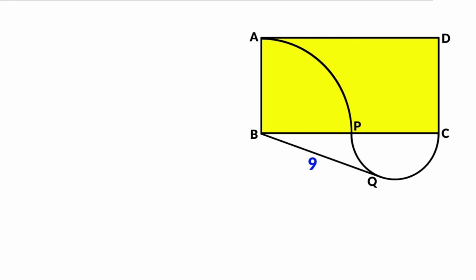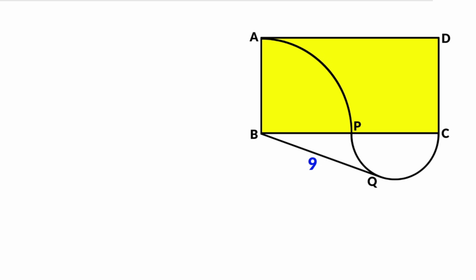We have a rectangle, ABCD. Inside the rectangle, tucked against the left side, is a quarter circle, and attached below the rectangle is a semicircle. The line segment BQ is tangent to the semicircle, and we're told that BQ is exactly 9 units long. Our goal is to find the total area of the rectangle.